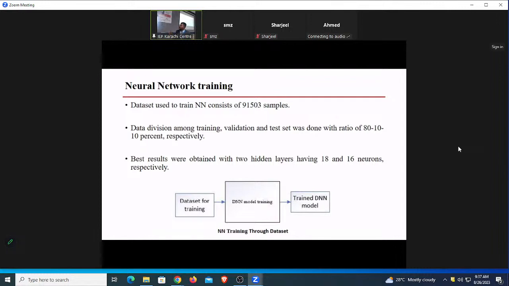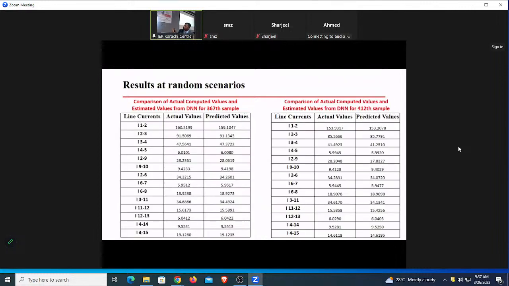So this table shows the comparison between actual values and predicted values of our model. Actual values are the values which we generated from the MATLAB coding. So these are ideal, and the predicted values are the values which come from our NN based line current estimator model. From this model, as we see here, we have used sample 367 and sample 412.